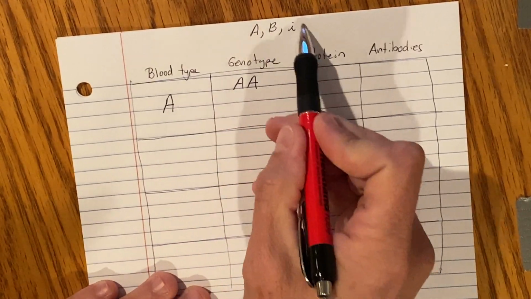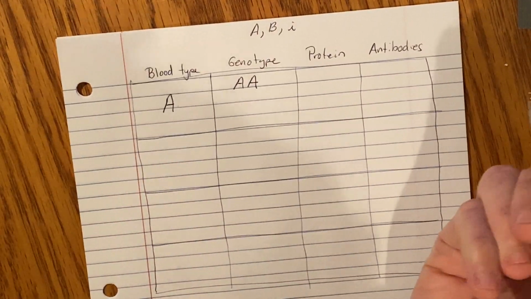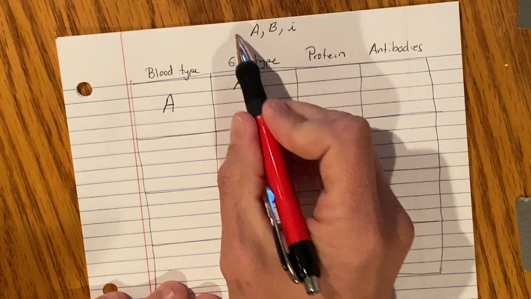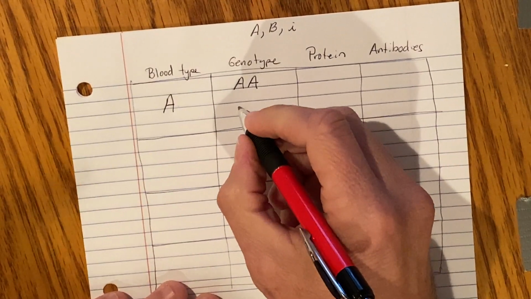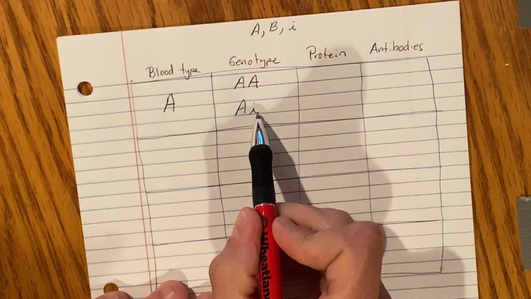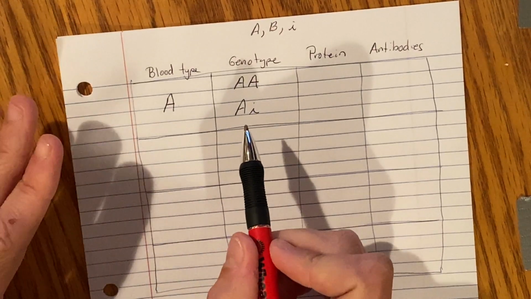Now, there is another one. Out of these 3, and I know we can't interact with each other, but thinking ahead, what other possible combination based on previous notes would work? Watch this. A, little i. Now remember, little i is recessive, capital A is dominant, and Mendel's still right here.